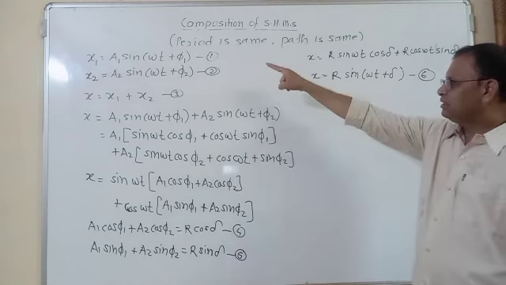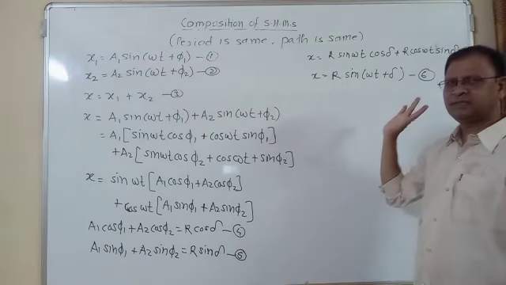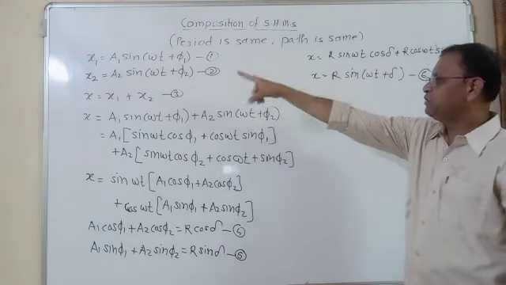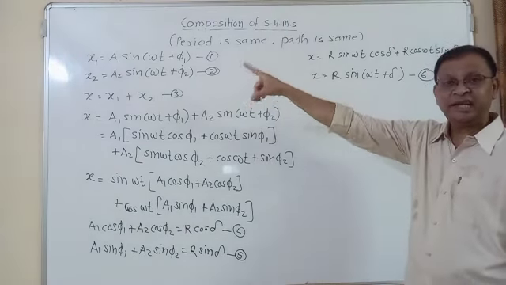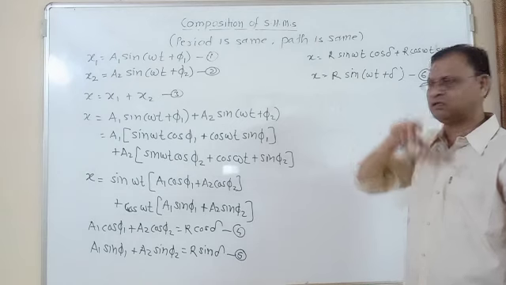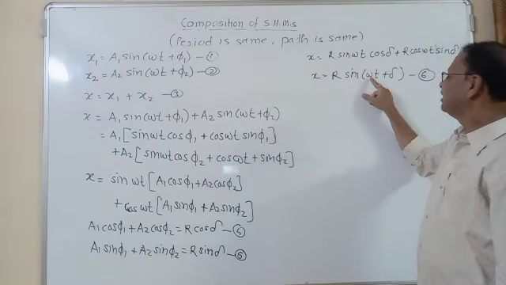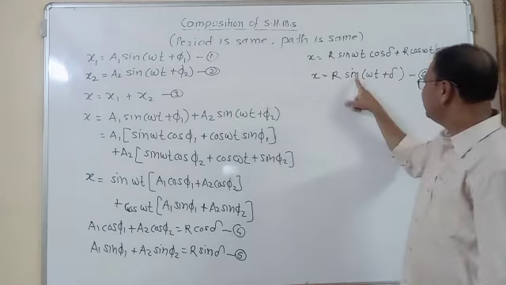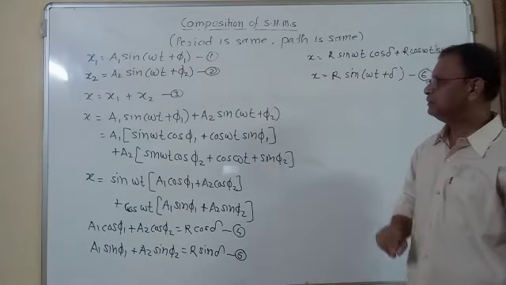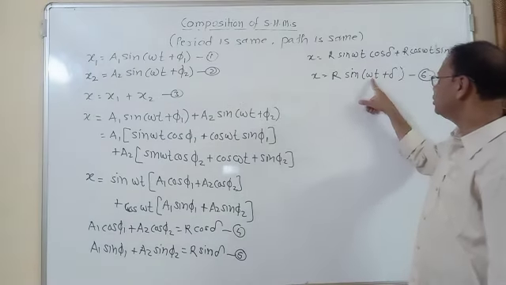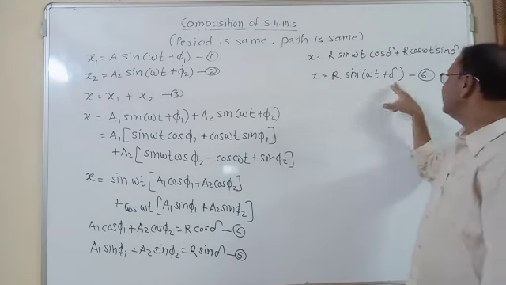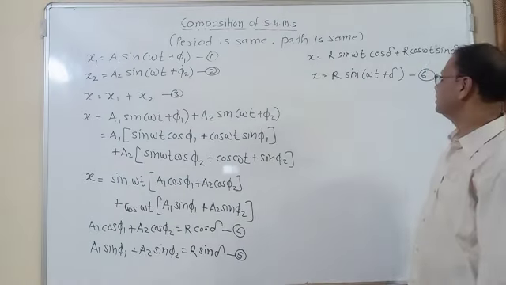This relation number 1, relation number 2 and relation number 6. There is a similarity. What is similarity? x1, x2 are the displacement due to first and second S.H.M. X is also displacement. This is the resultant displacement due to two S.H.M.s. Here there is also a sine term. In this also there is a sine term. In both the equations there is omega, that is angular frequency. Here is also omega, angular frequency. There are phi 1 and phi 2 as the initial phases. Here delta is the resultant initial phase.